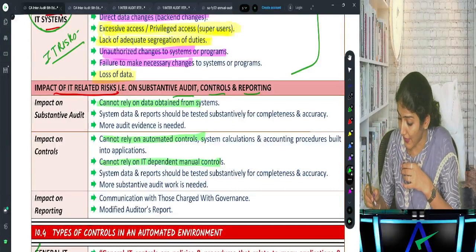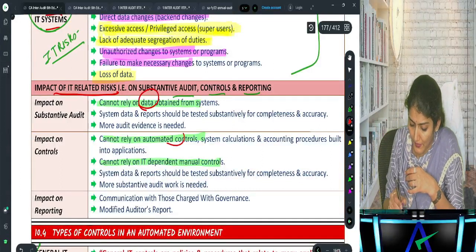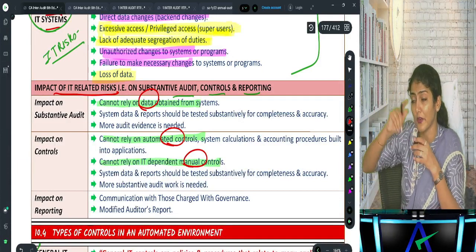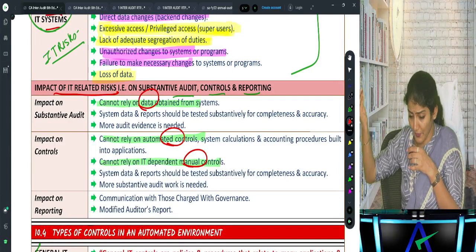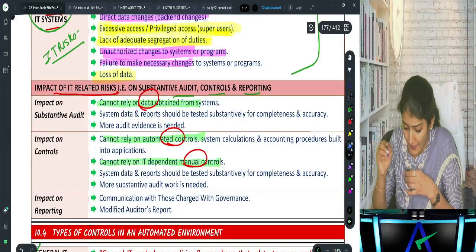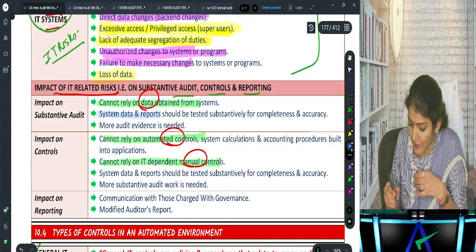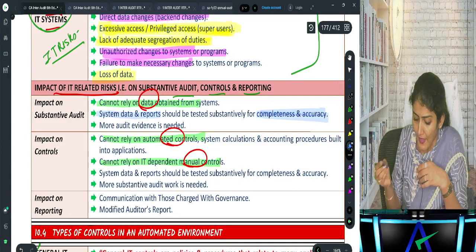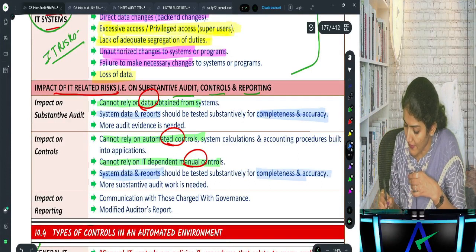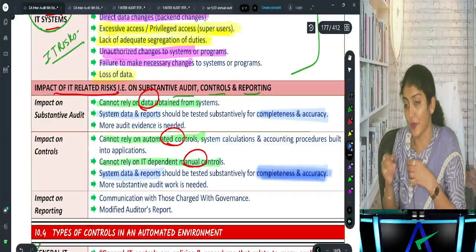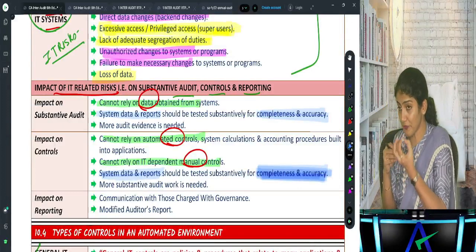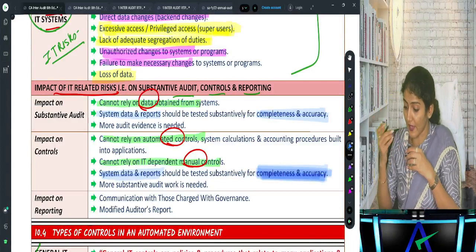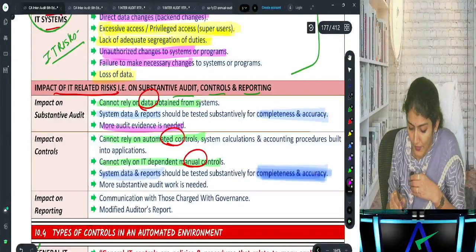So now, I cannot rely on the data, I cannot rely on the controls. For substantive, he cannot rely on the data. For controls, he cannot rely on the control. Are you getting? Then what the auditor will do, he says, first give me the system data and reports. I need to check them for completeness and accuracy. Like what we studied, even for the population: first I want to check the completeness of the population. So completeness and accuracy. And now for substantive, he says, more evidence is needed.